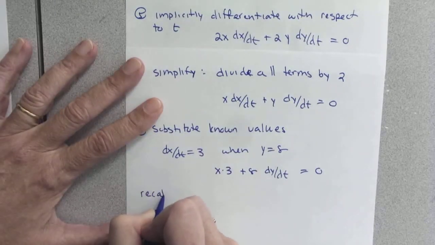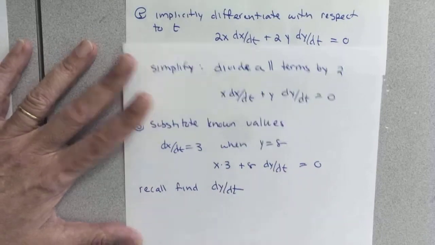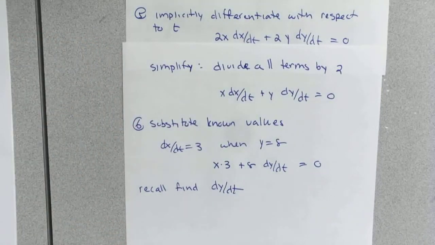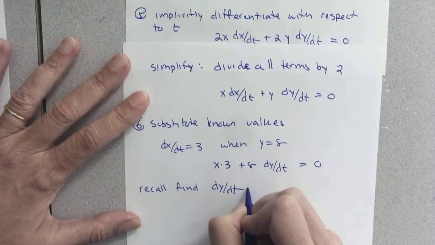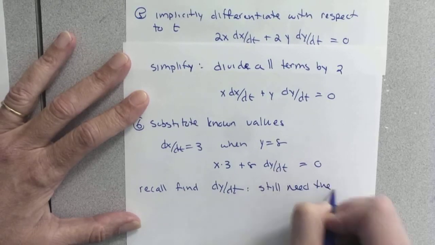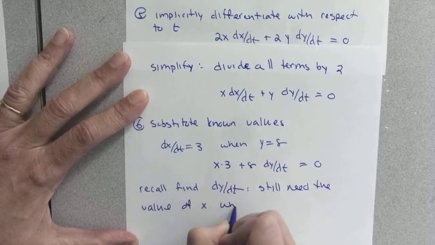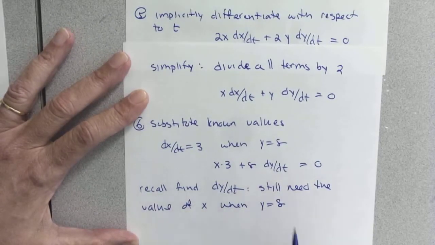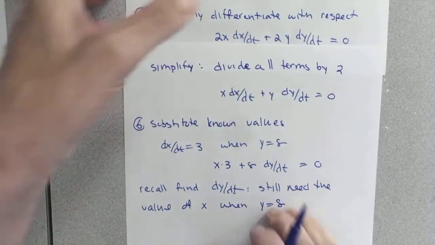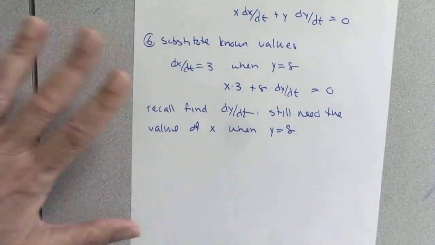Okay, let's recall that we want to find dy/dt. And so unlike the previous problem where, boom, I was essentially done, we still need the value of x when y equals 8. We don't quite have enough information, and sometimes this will happen. And so now we've got to find that value.